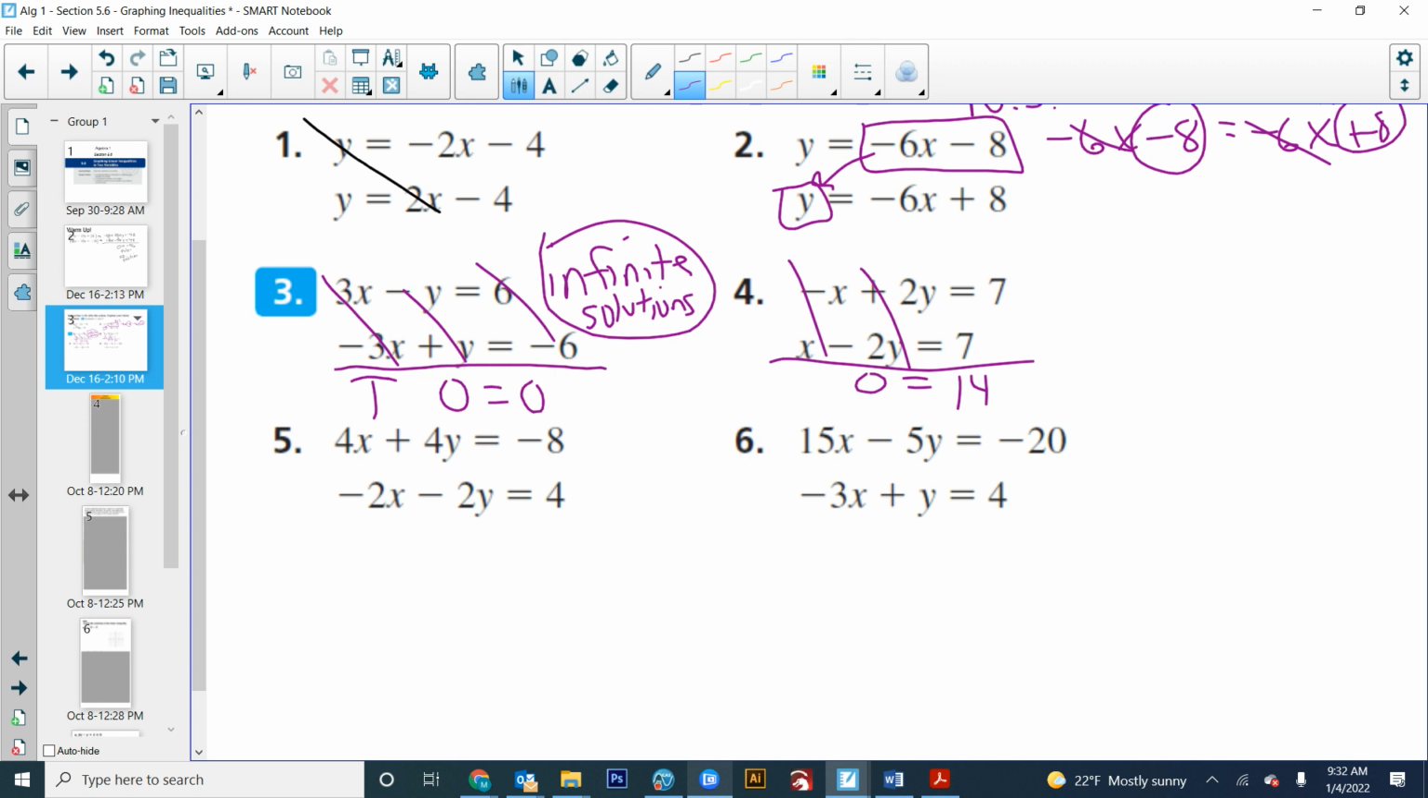Okay, now, what am I going to multiply the bottom one by? 5. So that would be negative 15x plus 5 plus 20. What happens? Get the same thing. 0 equals 0. What's that? Infinite solutions, because that's true. All right, good. Good.